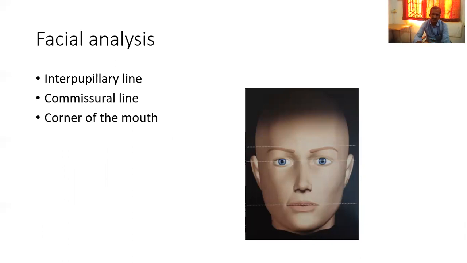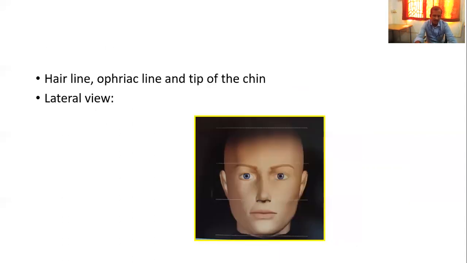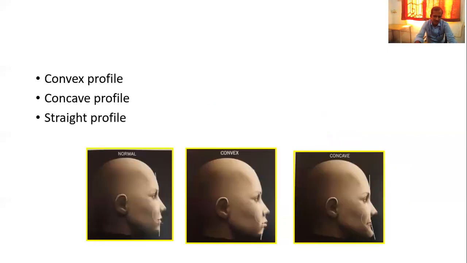Now, in this diagram, as I told you earlier, the face is divided into three parts: upper third, middle third, and lower third. The upper third is from the frontal lobe of your skull. The middle one is your maxilla and the adjoining structures. The lower third is the mandible. When you see all these things, you should look at the hairline, the tip of your chin, and the lateral view.